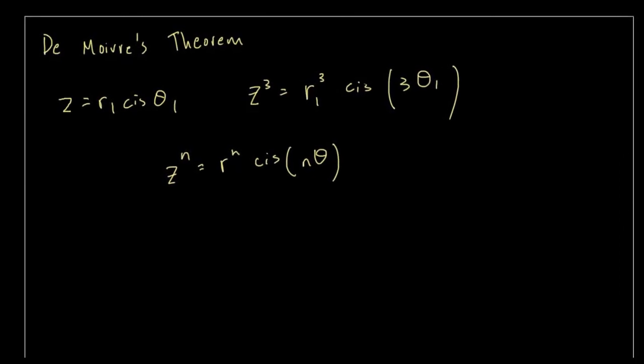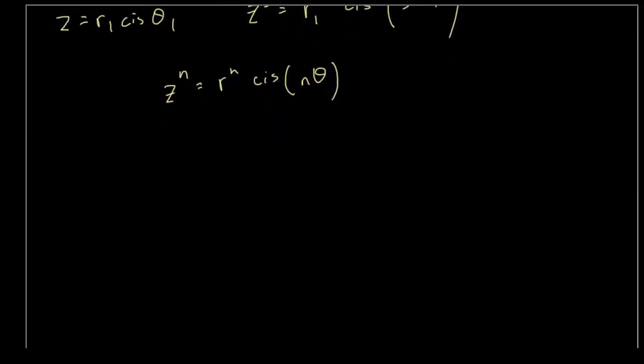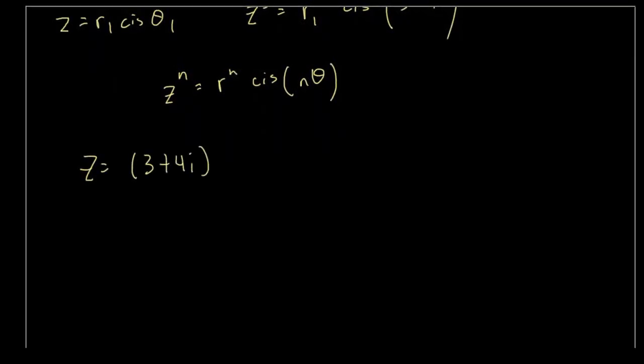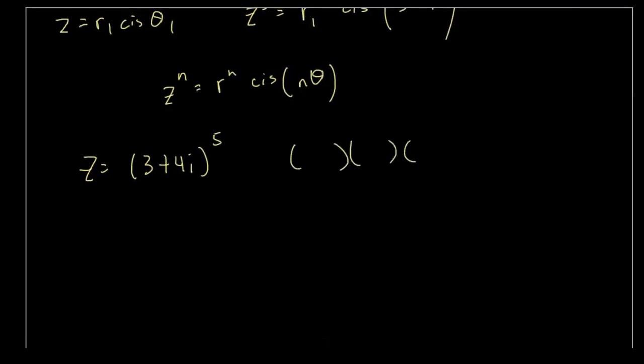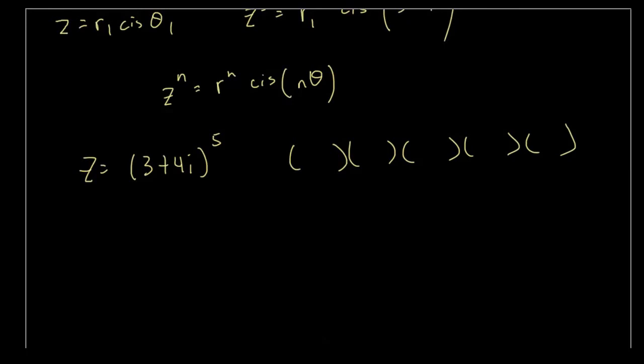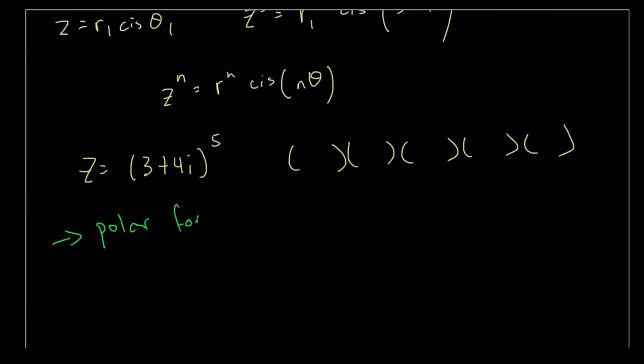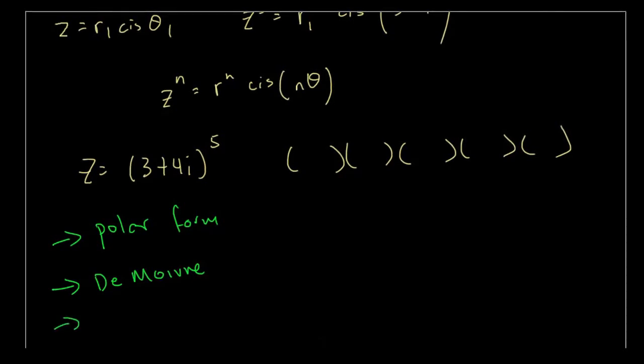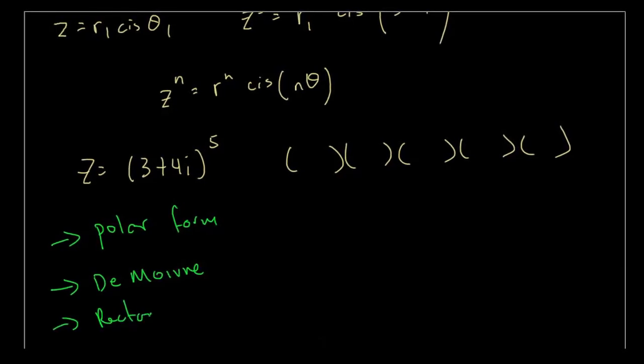So what is this useful for? It is very useful if you have, for example, 3 plus 4i raised to the power of, say, 5. You can multiply that out 5 times, but that's going to take a very long time. What you can do is first convert that into polar form, then use de Moivre's theorem to find the polar form raised to the power of 5, and then convert that back to the rectangular form. So it's that simple.